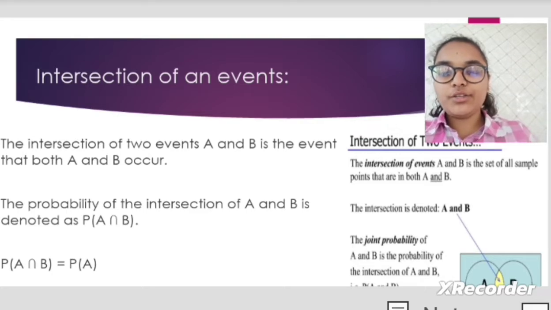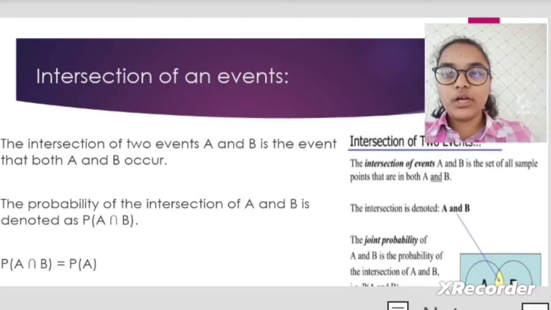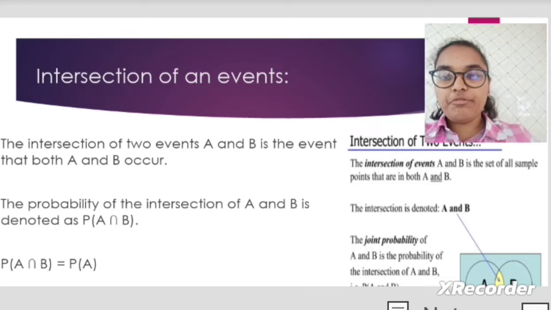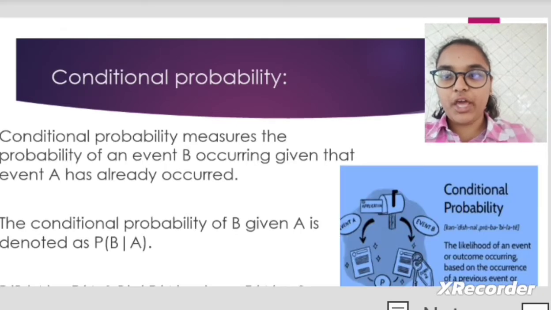Next is intersection of events. The intersection of two events A and B is the event that both A and B occur. The probability of the intersection of A and B is denoted as P of A intersection B. P of A intersection B is equal to P of A.